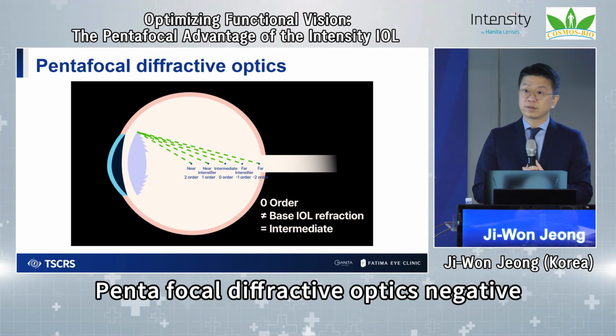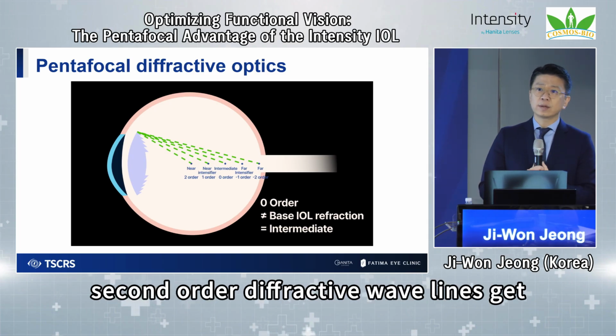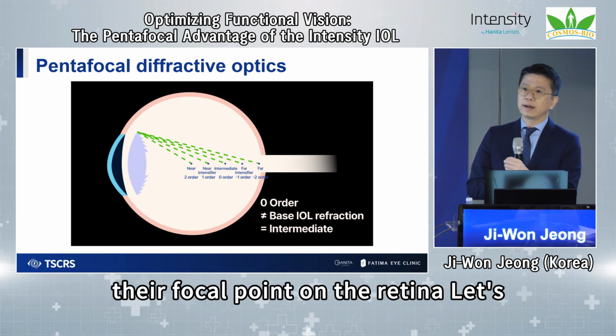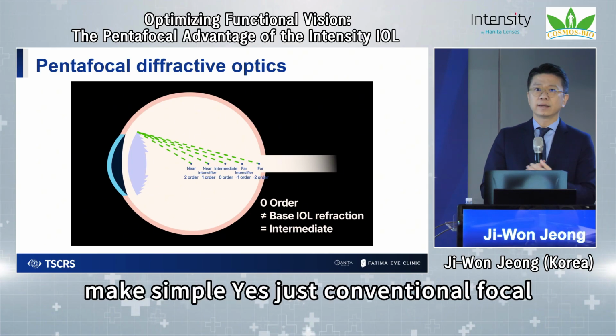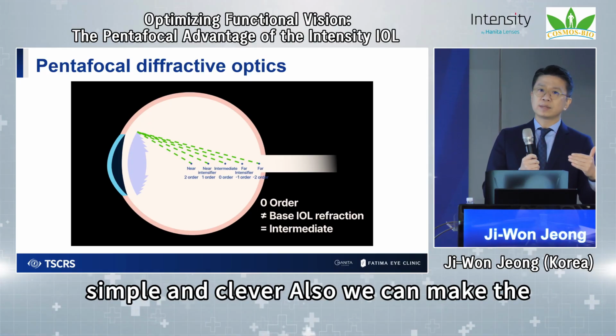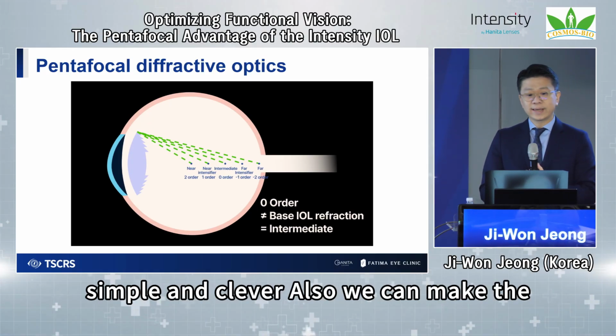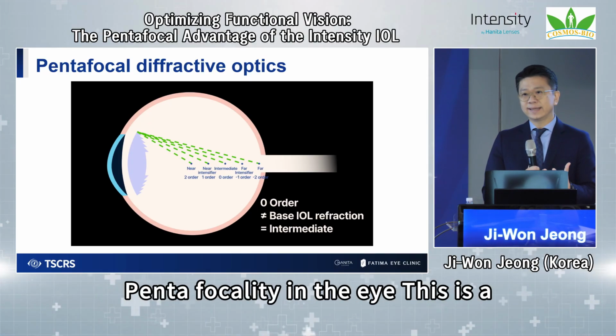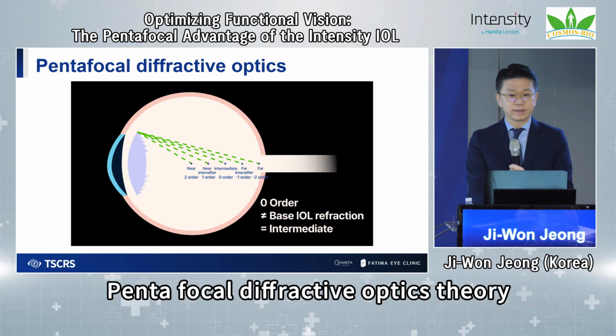However, in the pentafocal diffractive optics, negative second order diffractive wave lights get their focal point on the retina. Let's make it simple. Just conventional focal point shifting to the myopic way is very simple and clever. Also, we can make the pentafocality in the eye. This is the pentafocal diffractive optics theory.